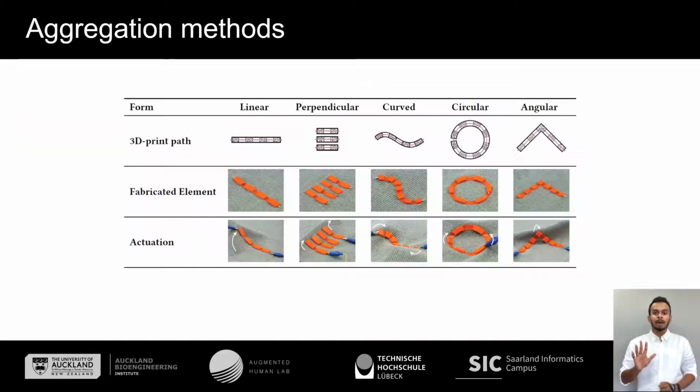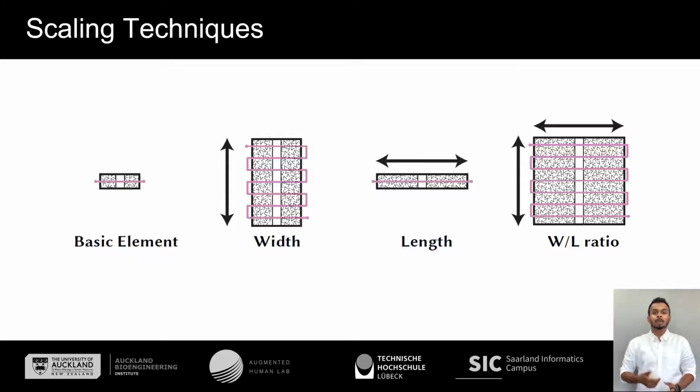We propose 5 ways to combine the ClothTiles basic elements to realize different deformation types over an extended area. They are linear, perpendicular, curved, circular, and angular methods. And each aggregation method has its own unique actuation behavior, as you can see here. Also, we can control the deformation forces by varying the basic element scaling properties.